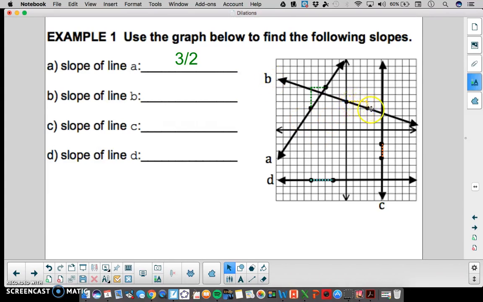For line B, I would have a rise of positive 1 and a run of negative 3. So that yields a slope of negative 1/3. For line C, we have a completely vertical line, and so I would rise positive 2, but I have a run value of 0. Since we would have 0 in that denominator, that gives us an undefined slope. For line D, this is completely horizontal, so I'm not rising at all. I have a 0 rise, and I'm running 3, so 0 divided by 3 gives me a slope of 0.